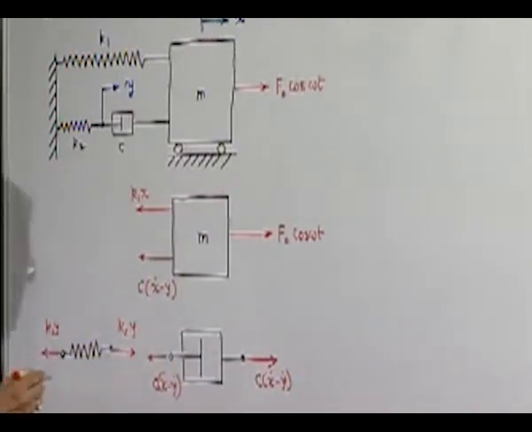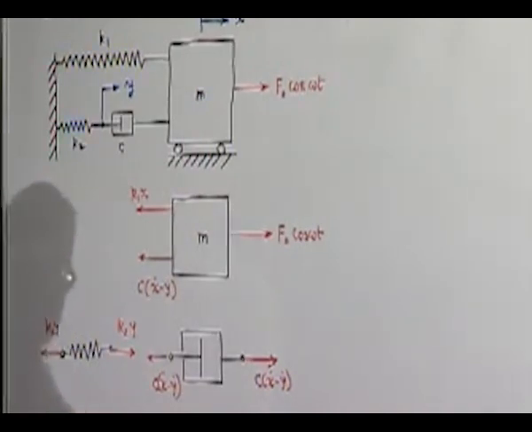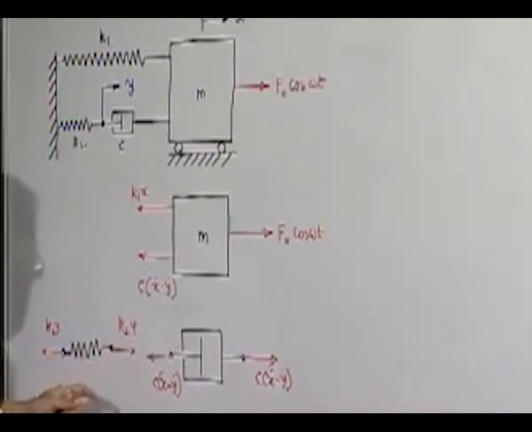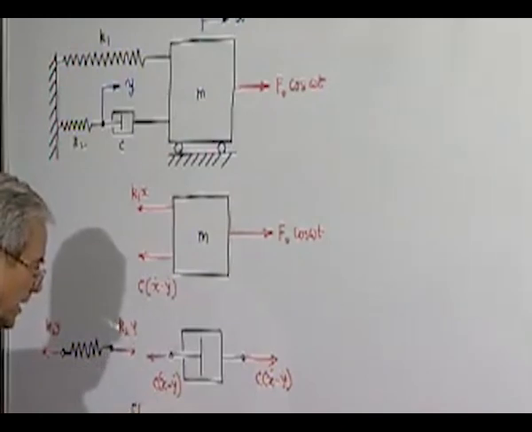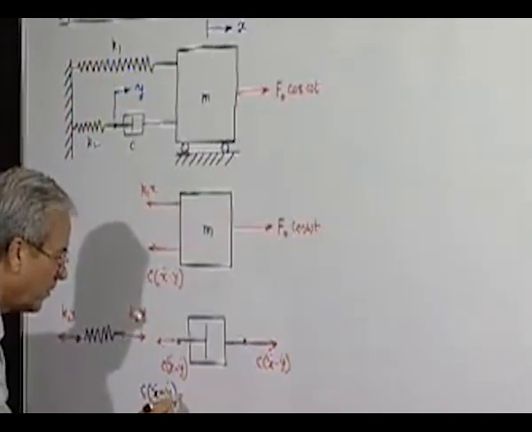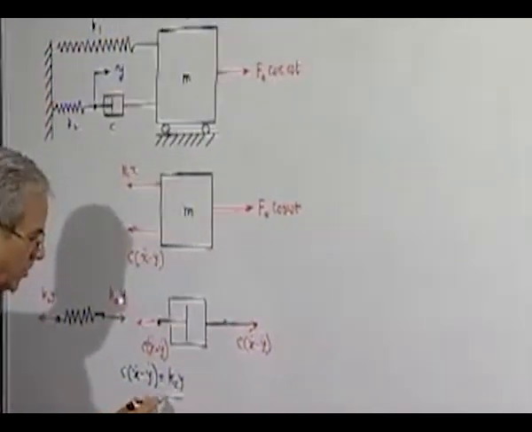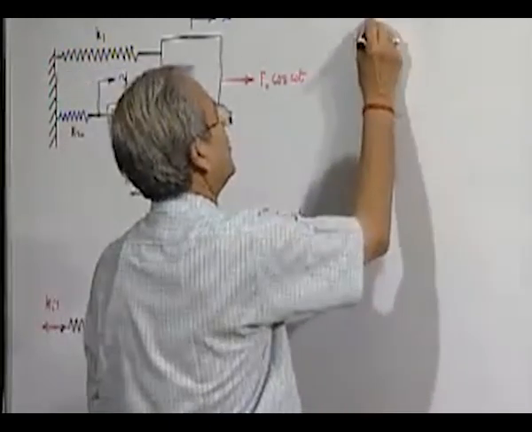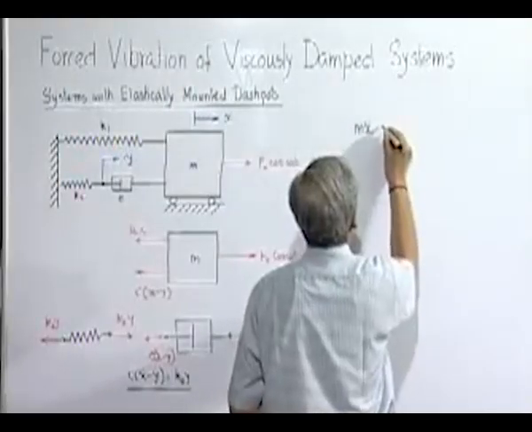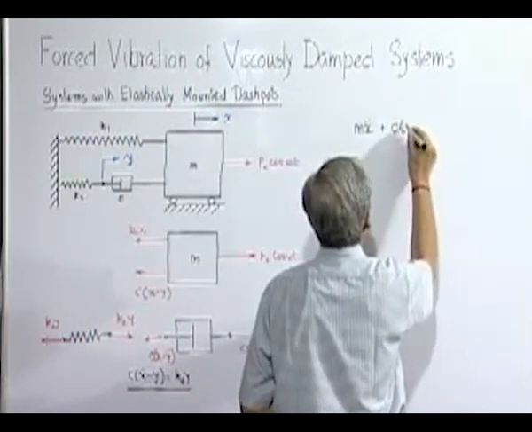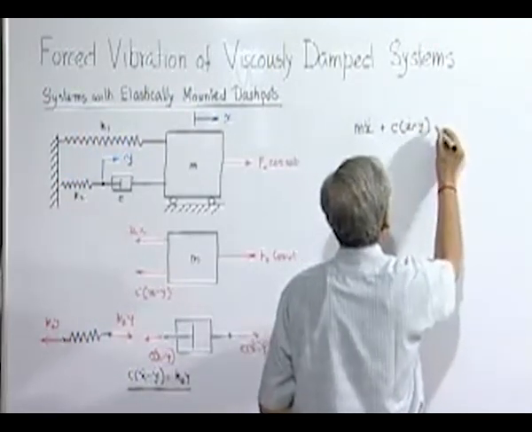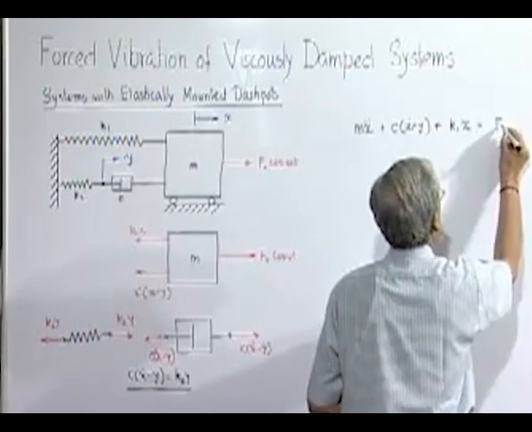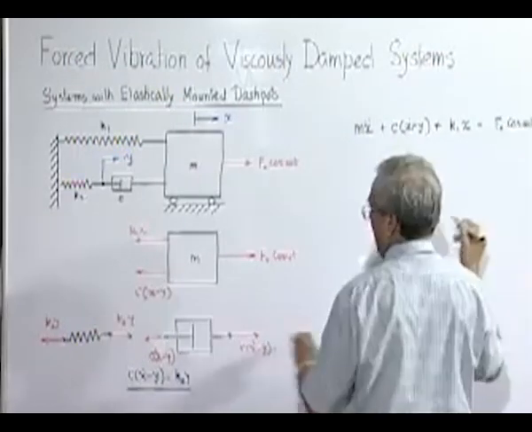So one thing we find from this is that C into x dot minus y dot, which is the force acting here, and K2 y, the force here, must be the same. So C into x dot minus y dot must be equal to K2 into y all the time. Now the equation of motion for this we know is m x double dot plus C into x dot minus y dot plus K1 x equal to F0 cosine omega t, and the other equation we have got.